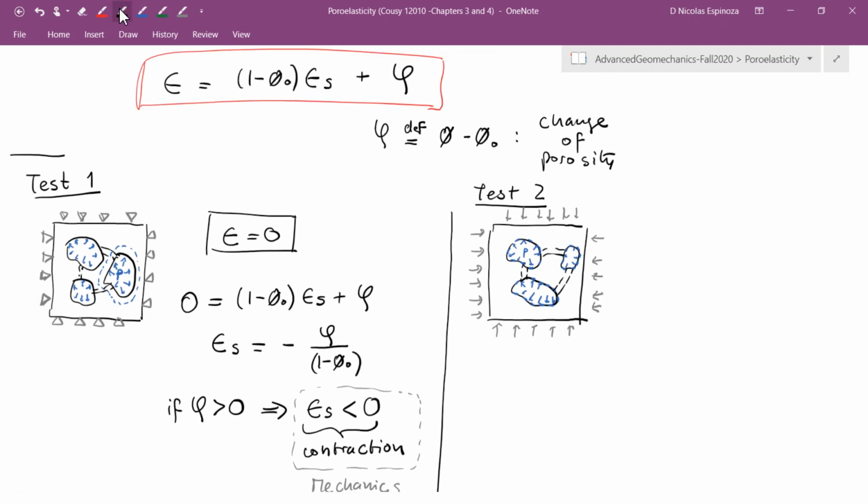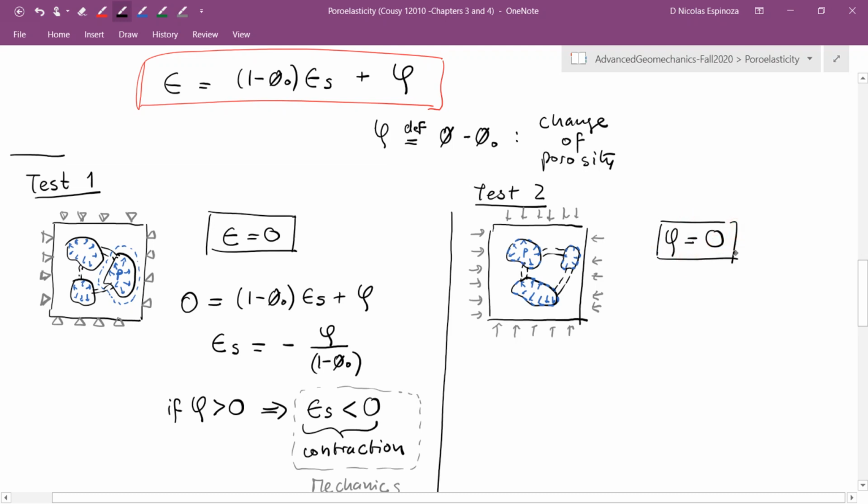Well, let's use the equation that we have in this case, now opposite to what I had before. Now my change of porosity is going to be 0. And if the change of porosity is equal to 0, that means that the strain of the solid part is going to be proportional to the bulk strain divided by 1 minus the initial porosity. So for example, let's try to put some numbers into this.